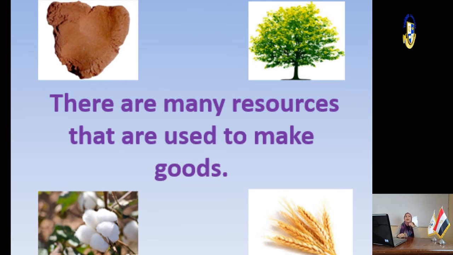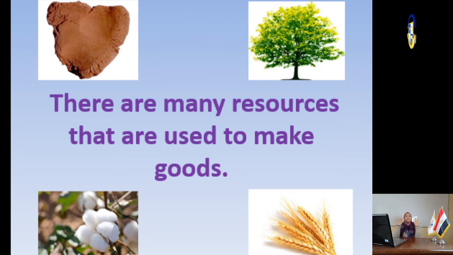As we said in lesson number 2, when we talked about how a pencil is made, we said that the pencil is made from graphite, wood, and eraser. They were the resources of the pencil. If we don't have the resources, we will not make a pencil. So the resources are materials that we use to make something else.